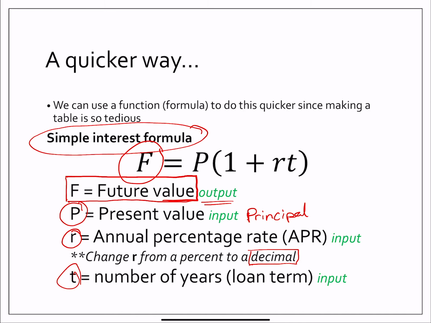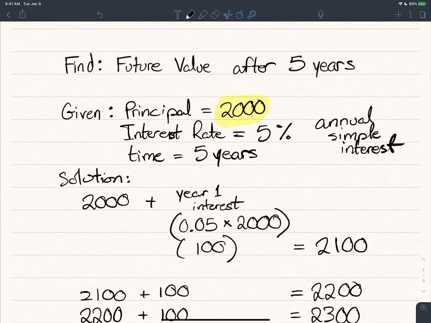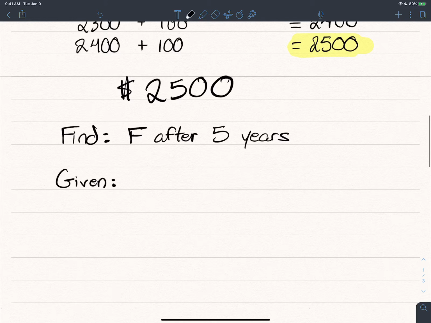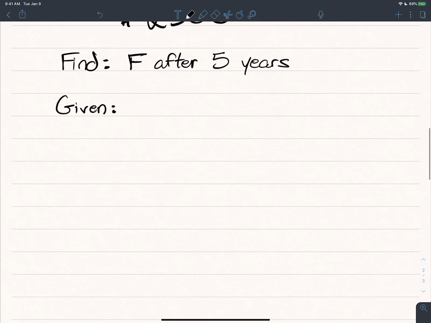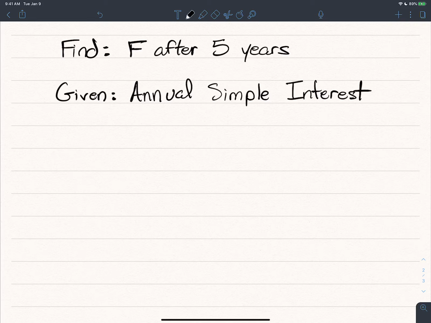And how do we know it's the simple interest formula that we need? Because look at what we put in our given. We put that this was annual simple interest. So we're going to start off there. We're going to classify the problem, and we're going to say annual simple interest.